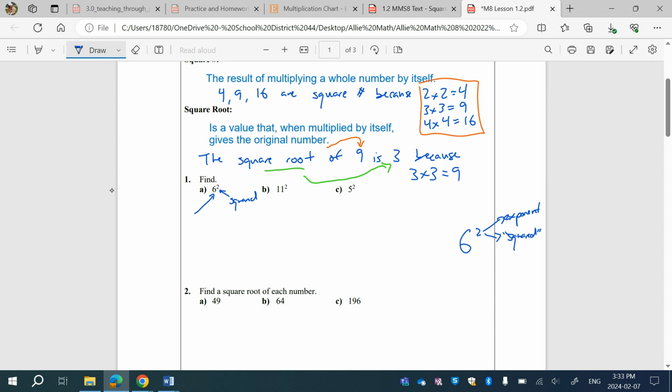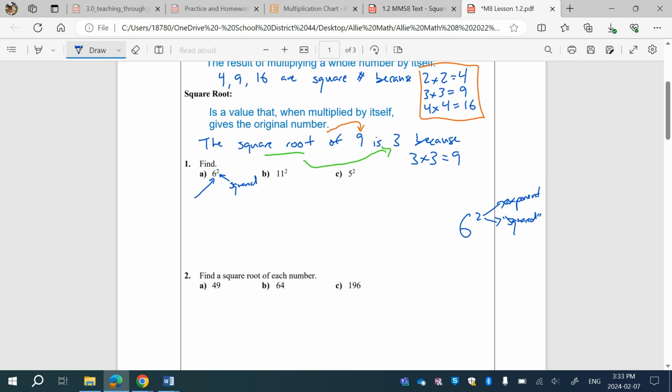Because remember from all of our really nice pictures and examples we did in 1.1, we were drawing a lot of squares and thinking about it being squared, and that's where that little exponent of 2 comes in. So this means that we have 6 times itself twice. So we have 6 times 6. 6 times 6, as you recall, is 36.